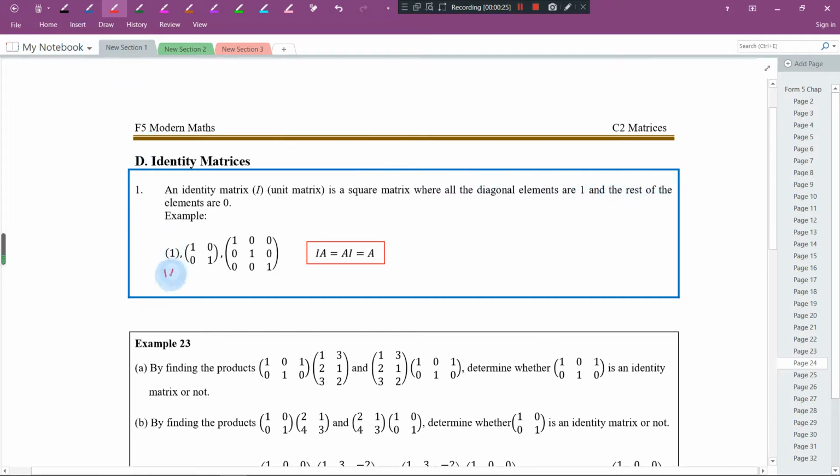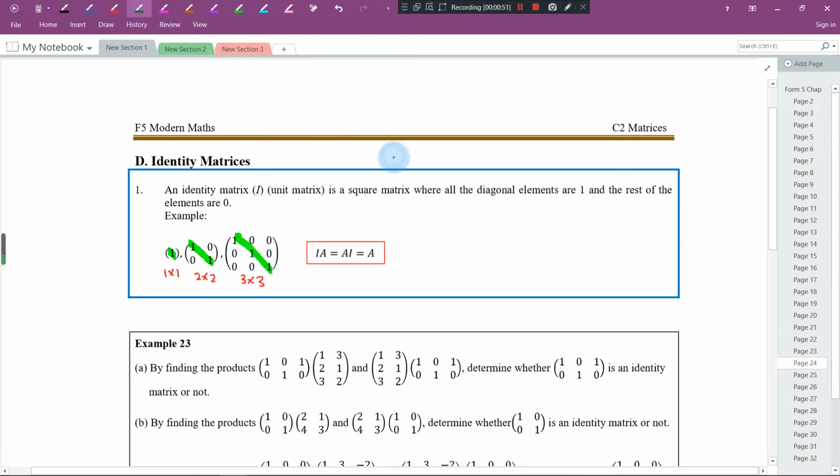This is 1 by 1, this is 2 by 2, and this is 3 by 3. It can be 4 by 4, 5 by 5, and so on. But it will always be a square matrix. It means that the number of rows and the number of columns are the same. And you will notice that the elements on the main diagonal are all equal to 1, and the rest of the elements are equal to 0.